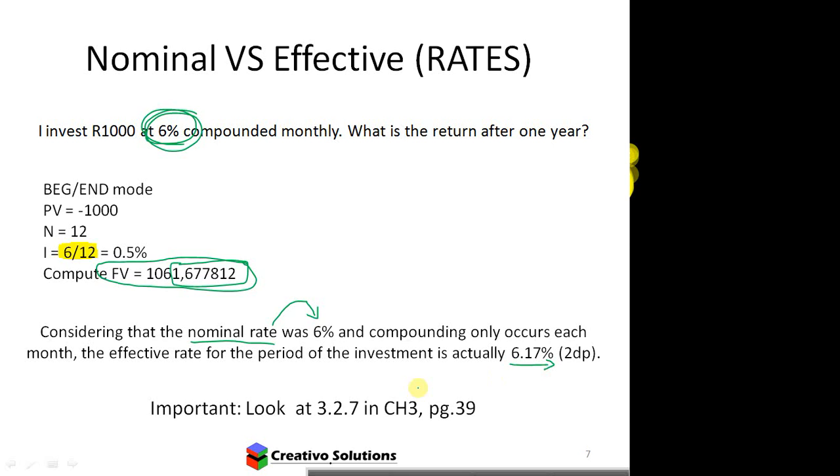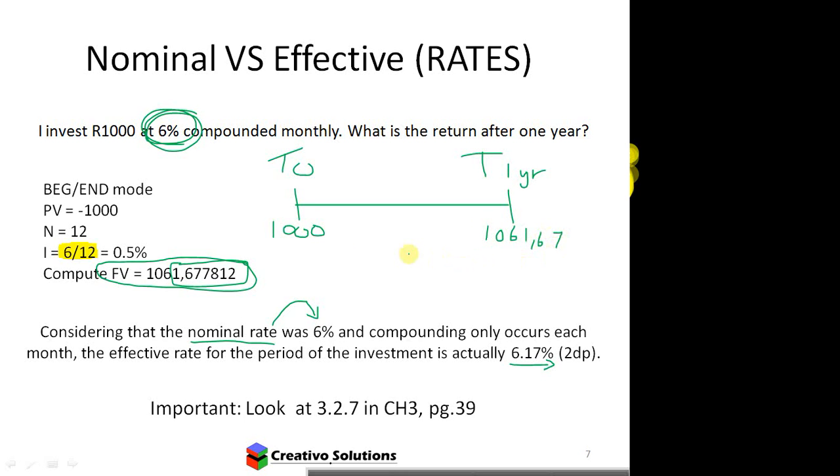So the effective rate for the period, i.e., from the start to the end, T0 to T1 year. How much did you start with? 1,000. How much did you end with?